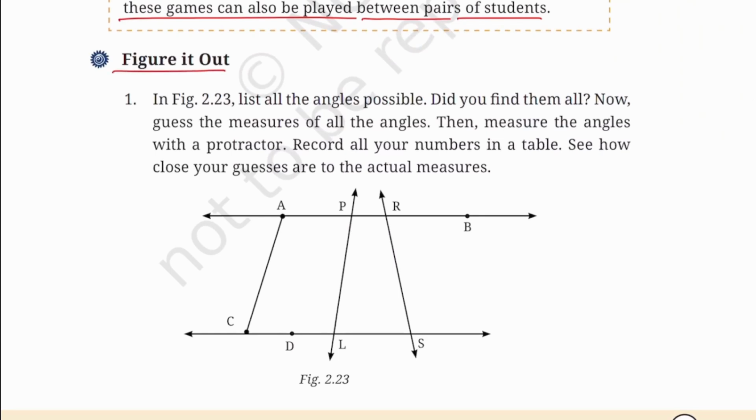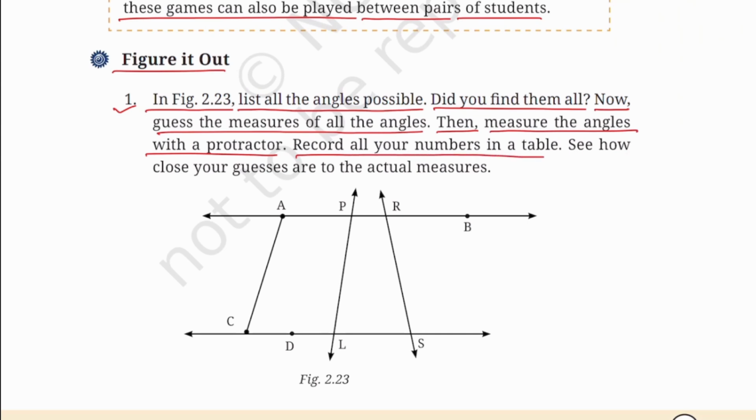Figure it out. 1. In figure 2.23, list all the angles possible. Did you find them all? Now, guess the measures of all the angles. Then, measure the angles with a protractor. Record all your numbers in a table. See how close your guesses are to the actual measures.